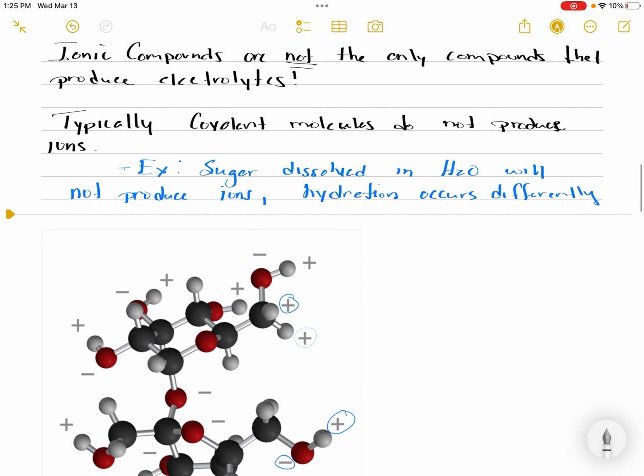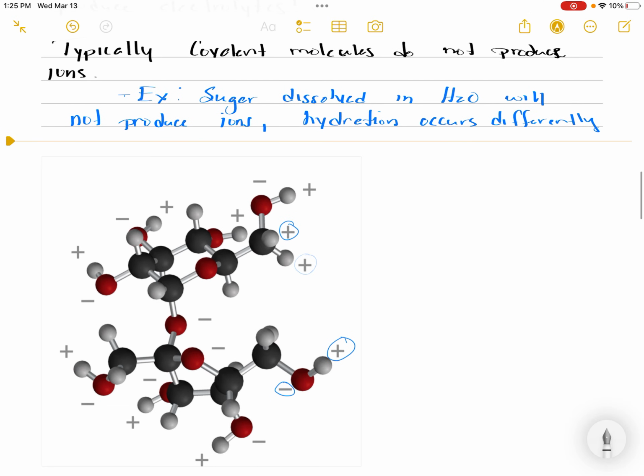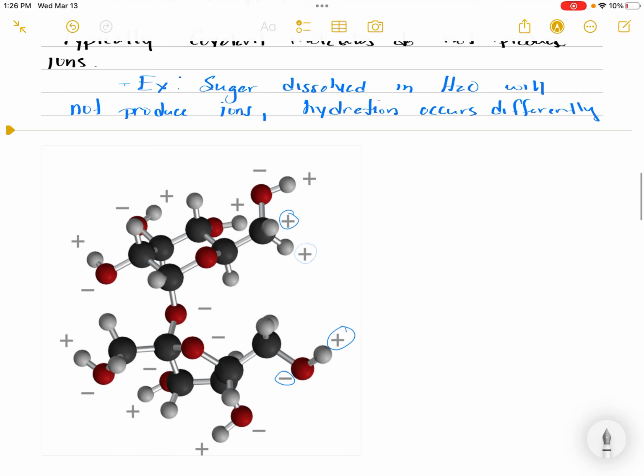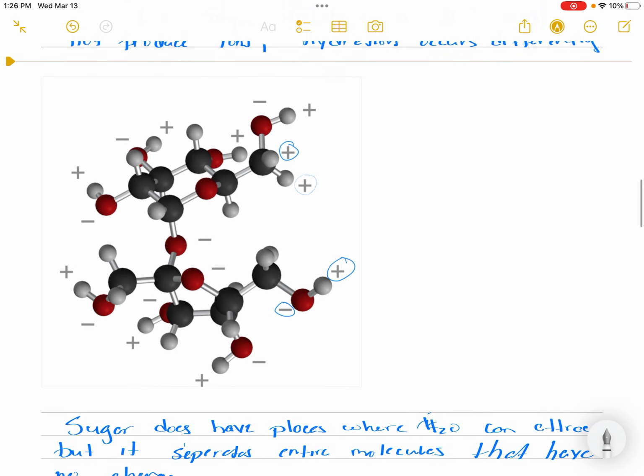Here is an example of a sugar molecule. A sugar molecule is going to have parts of it that are positive and parts of it that are negative, and that's where the water attaches itself, but it's not going to break apart the sugar molecule. What it's going to do is take one of these molecules entirely away from the crystal structure. Because you still have all these molecules, all these elements, you're not forming distinctly positive and negative ions.